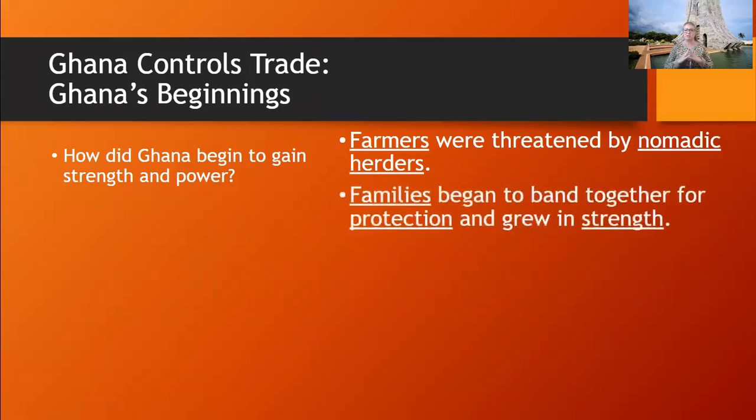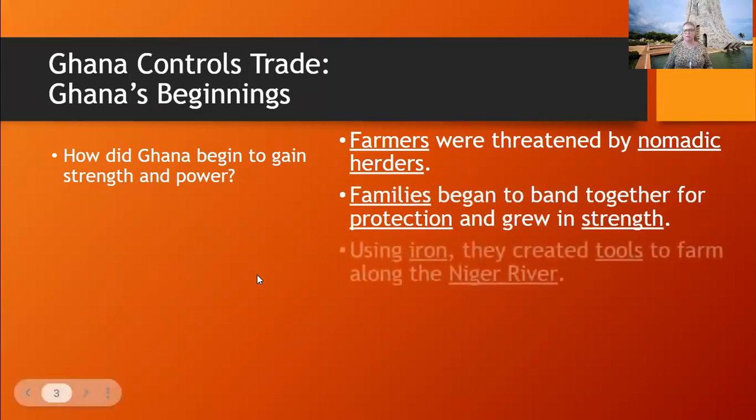So basically what they did is all of these extended families got to band together and come together for this common need, which was protection. And when they all came together as one solid uniform group, they grew in strength. So this is how Ghana began. They needed to band together.